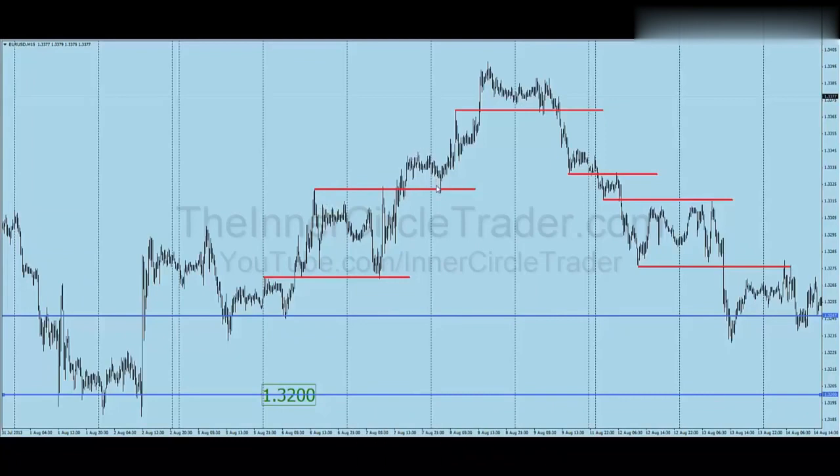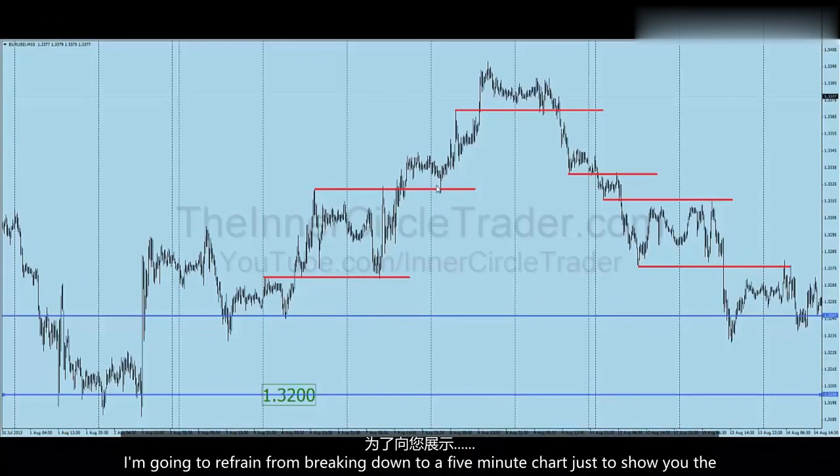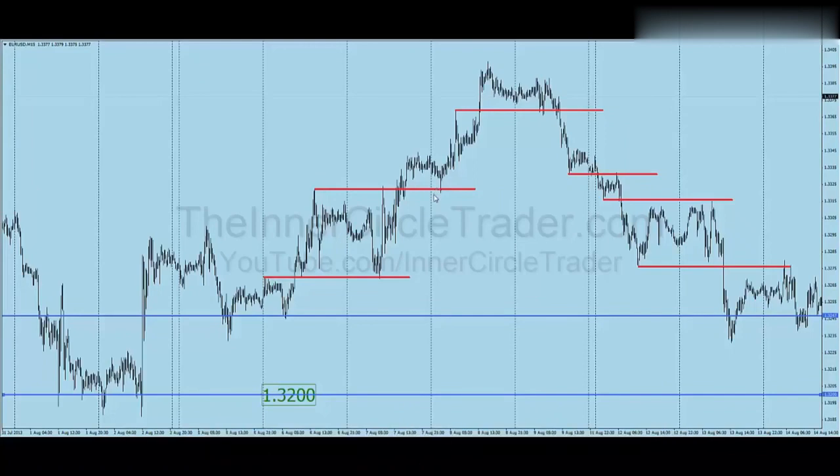Now support. Okay. Now I'm going to refrain from breaking down to a 5-minute chart just to show you the optimal trade entry here. But you see this swing low here? This is London close. This little swing low here. This occurs at London close.